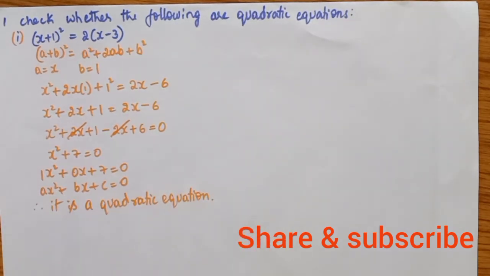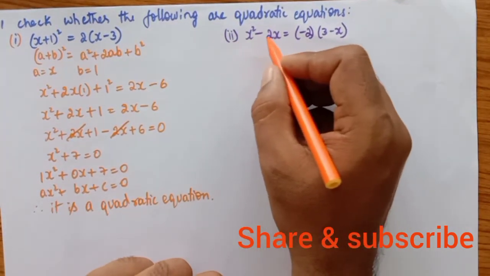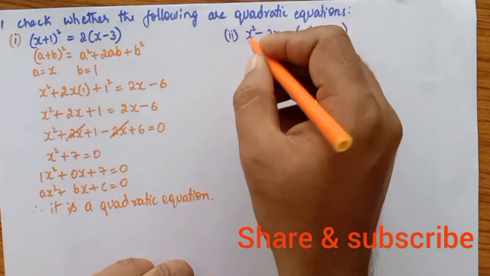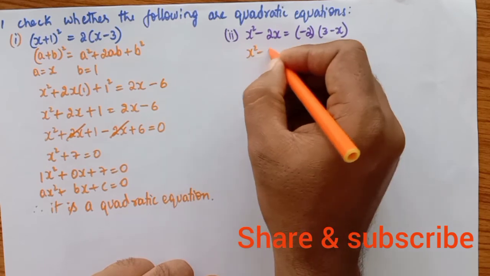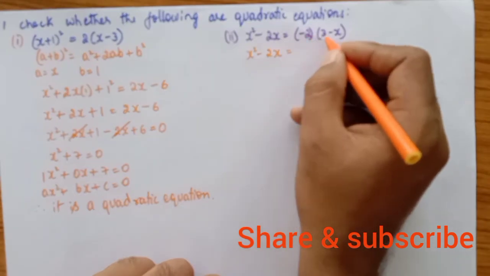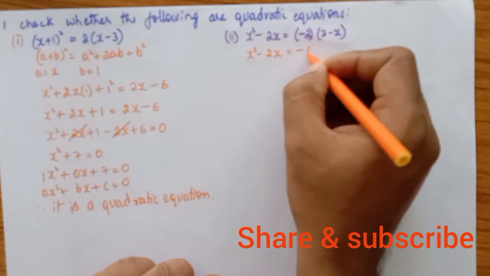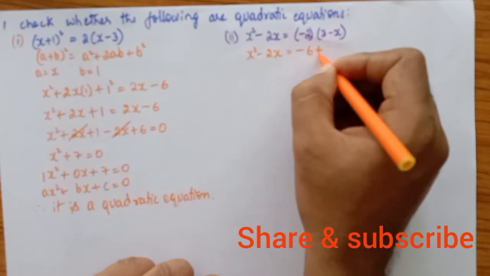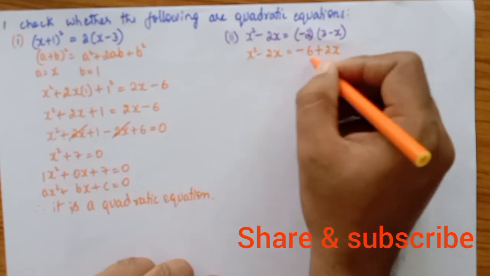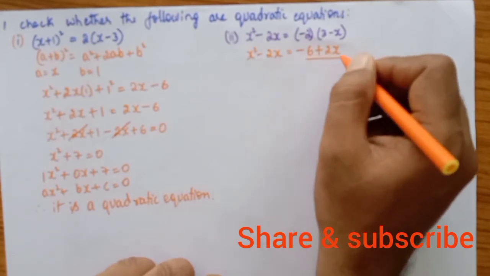Next problem. Second problem, x square minus 2x is equal to minus 2 into (3 minus x). So x square minus 2x I am writing as it is, and now I will multiply minus 2 with (3 minus x). Minus into plus is minus, 2 threes are 6, minus into minus is plus, 2 into x is 2x. Let me now shift minus 6 plus 2x, what is there in the right hand side, to the left hand side.